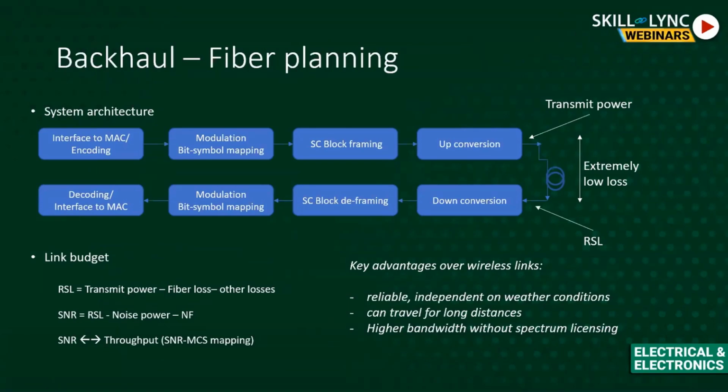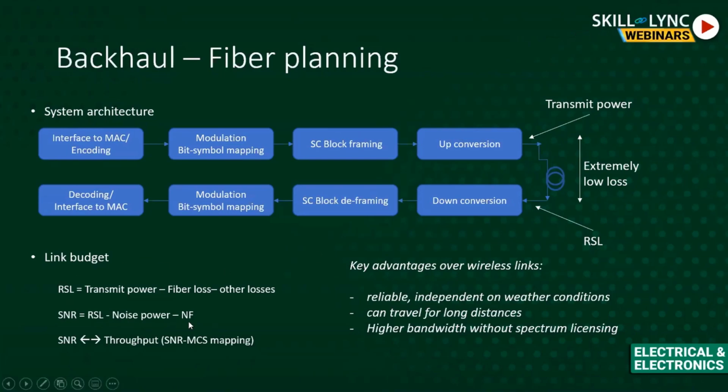So as you can see from the block diagram here, the encoding, modulation, the single carrier block framing, which is similar to OFDMA but a single carrier version of it, and the upconversion, they all remain the same, but the medium is now not a wireless medium, it's a fiber medium. And the advantage of using fiber is that it's extremely low loss, and it can travel up to hundreds of kilometers. It can even go underwater, and the loss is still very minimal compared to what we see in a wireless propagation. So we have a transmit power that is fed into the fiber, and then we have an RSL that is coming out of the fiber on the other end.